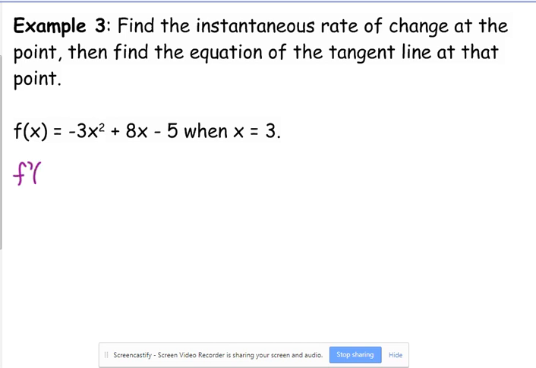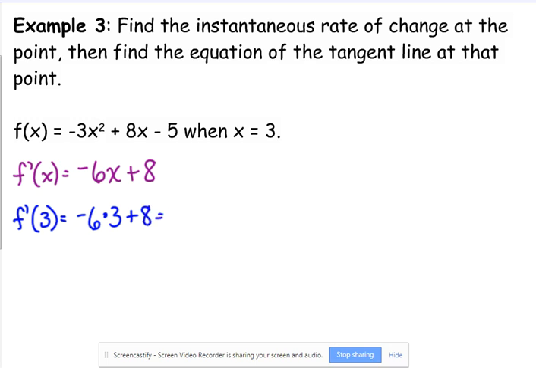So f prime of x is equal to negative 6x. I'm skipping that intermediate step. I think you got the hang of this now. Negative 6x plus 8 is our derivative. That's the slope of the tangent line at any point. Well, we want the slope of the tangent line at 3. So we're going to take our derivative, plug in 3. So we've got, what, negative 18 plus 8, so that's negative 10.